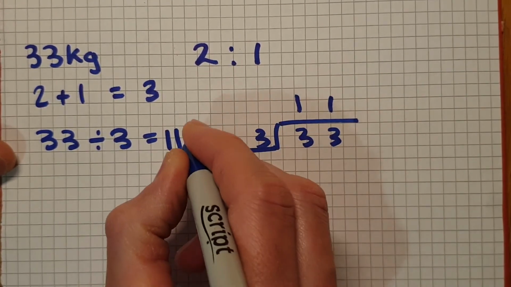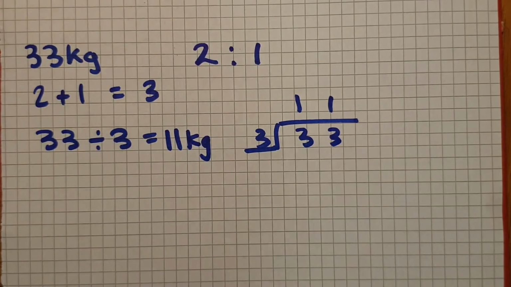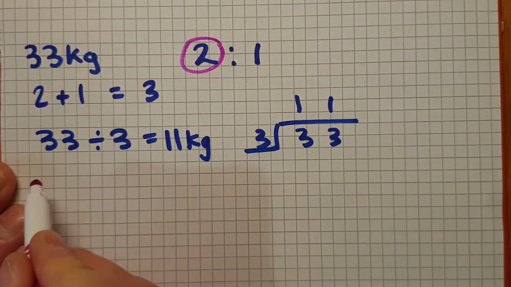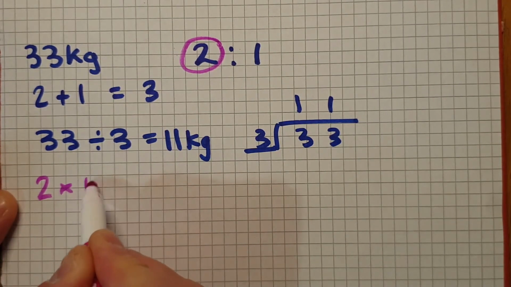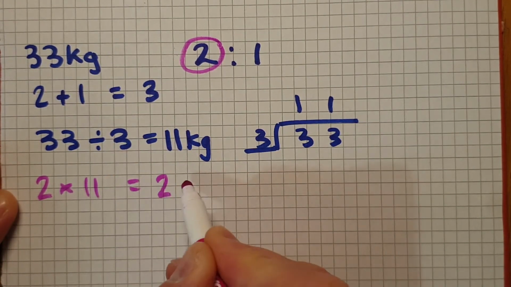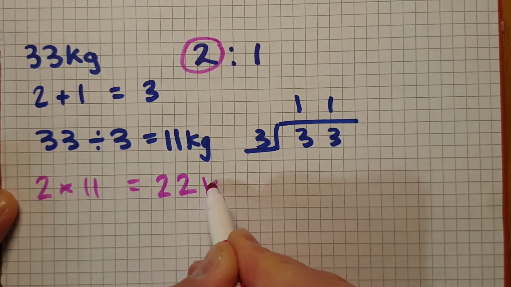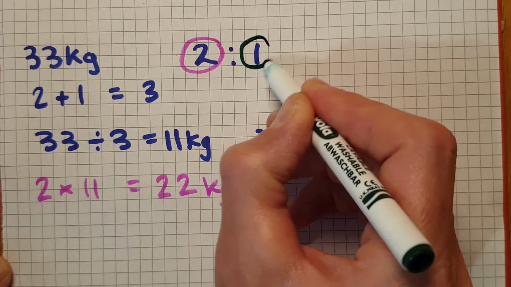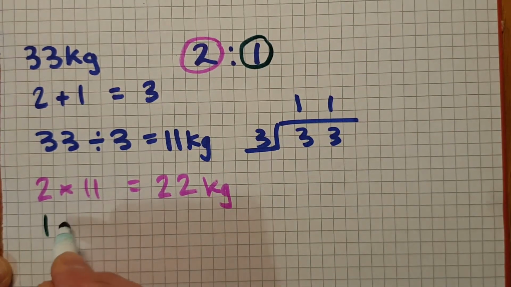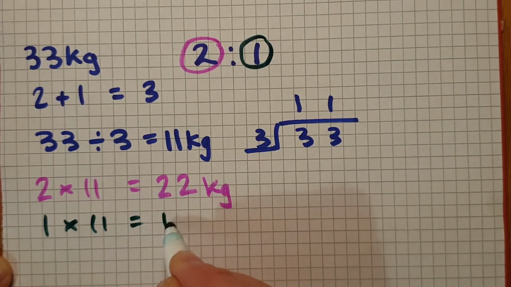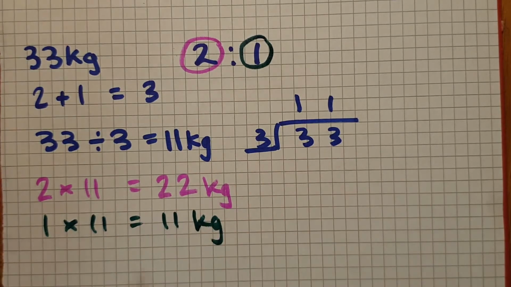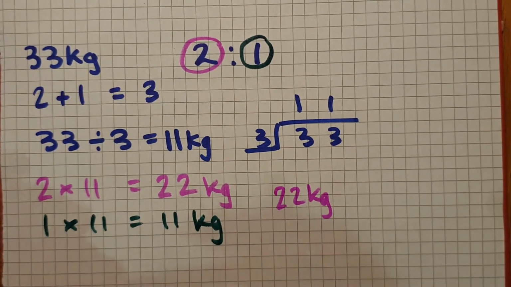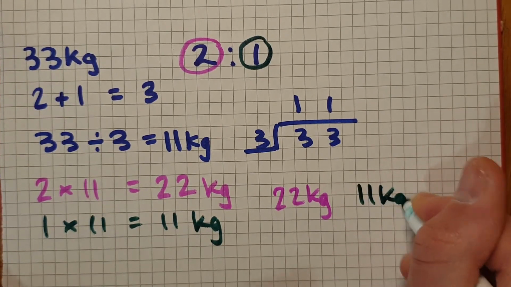Now, it's not pounds, it's kilograms this time. So when you're splitting that up into the two amounts, you're going to do 2 times 11, or 11 times 2, same thing. So that comes to 22, that's in kilograms. And then for the second amount, it's 1 times 11, that's just 11. So overall, our answer is 22 kilograms to 11 kilograms.